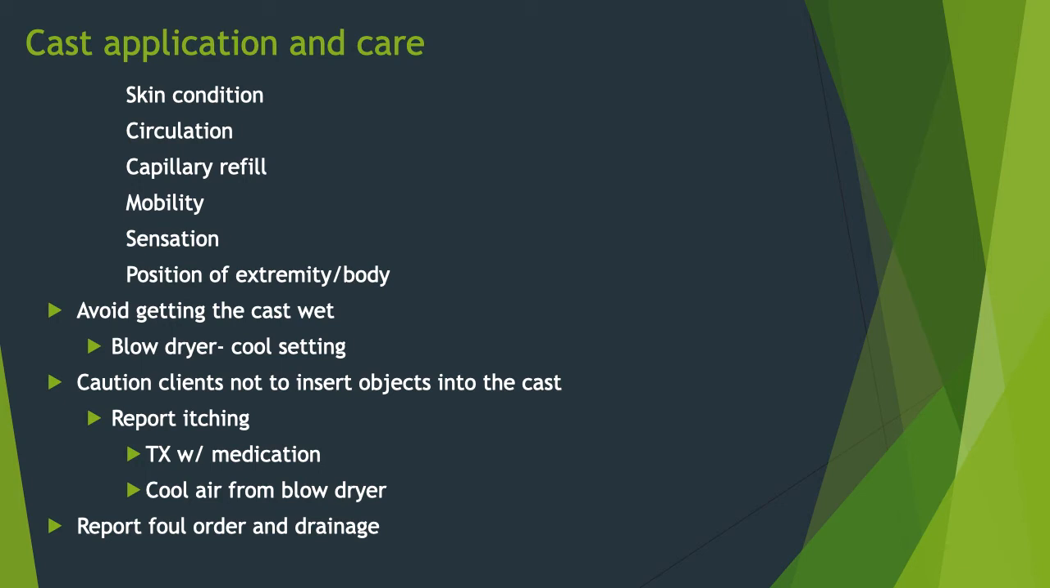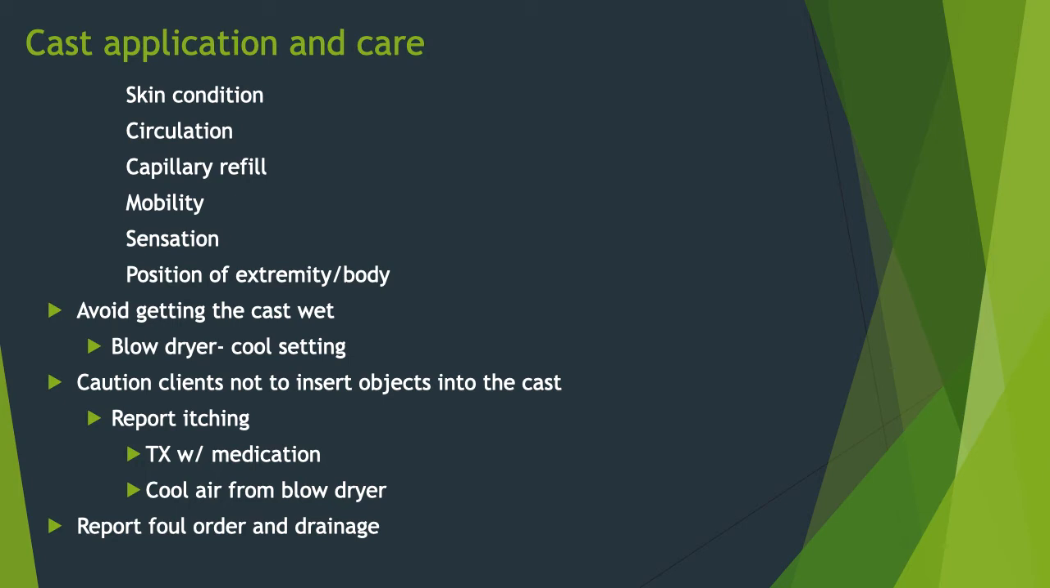Circulation. Does the client have good circulation before the cast is applied? If they do, you need to make sure they have good circulation after the cast is applied. What's their capillary refill? You need to be looking at the capillary refill before and after the cast is applied. And of course, mobility. Can they wiggle those fingers? Can they wiggle those toes? Sensation. Can they feel you when you touch their fingers or toes? Because you need to make sure that you are documenting that good sensation. And the position of the extremity.